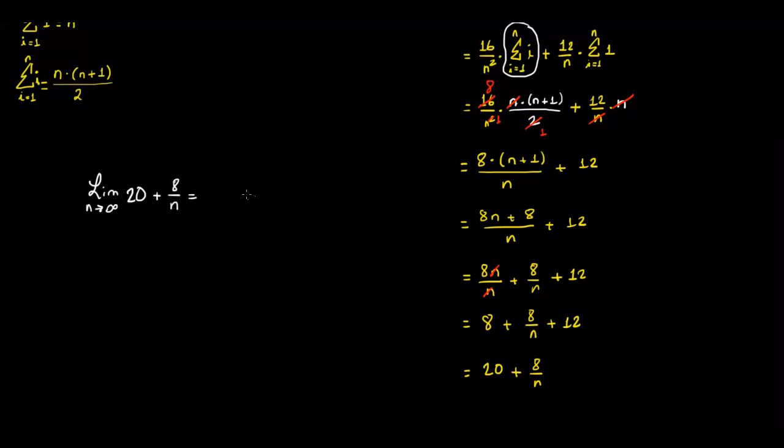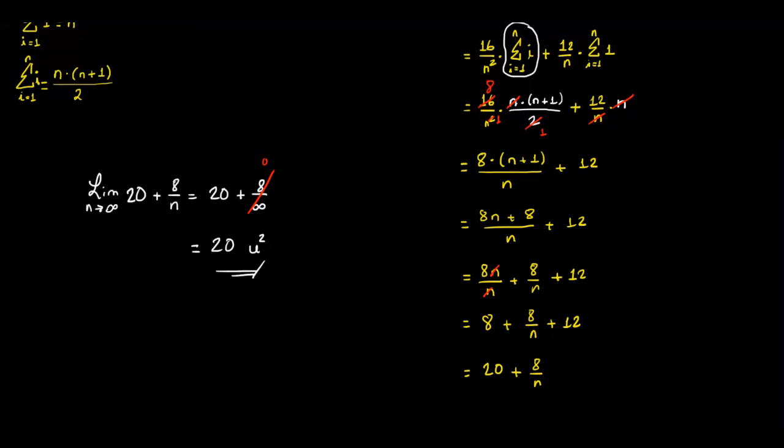It's equal to, so we're going to substitute every n by infinity. It will be looking like this: 20 plus 8 over infinity. Now remember, any constant divided by infinity turns into a 0. So we got to this integral. It's equal to 20 units squared.